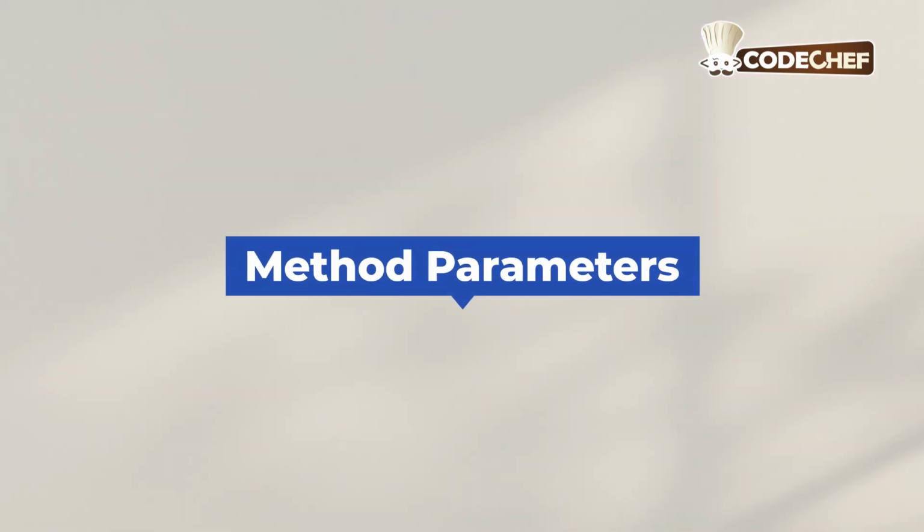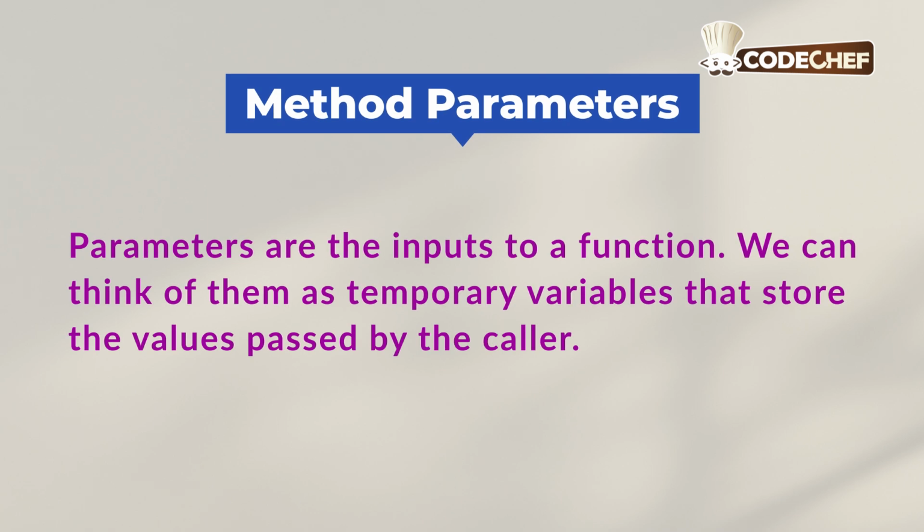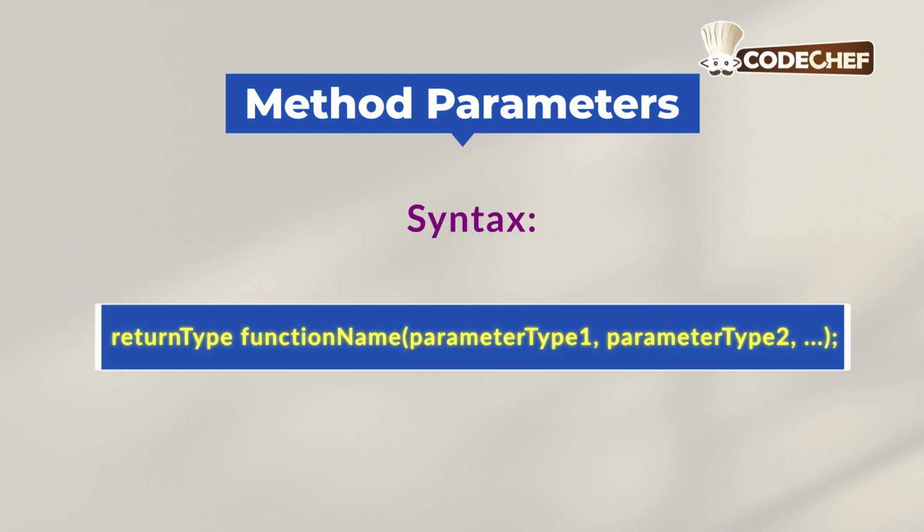Method parameters. Parameters are the input to a function. We can think of them as temporary variables that store the values passed by the caller. Its syntax is return type, then function name. Now inside brackets, we can pass as many parameters as we want.